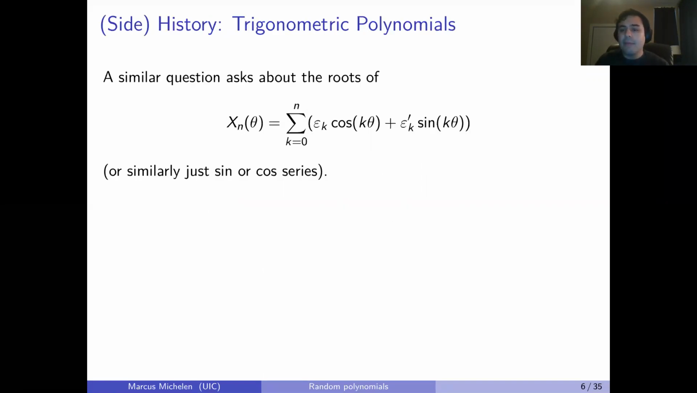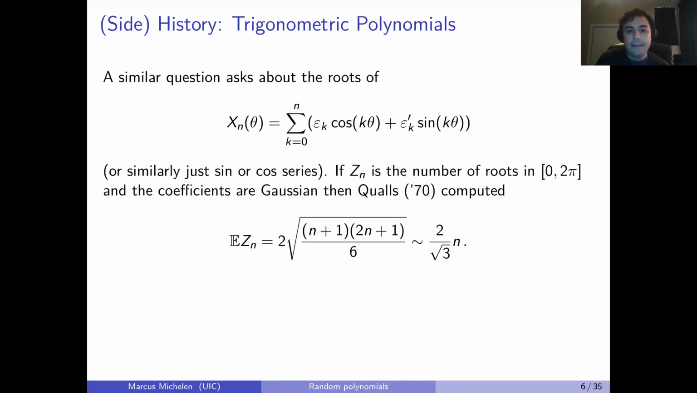So a quick detour while we're talking about real roots is talking about an adjacent question. Similar to asking about real roots, you could ask about roots of random trigonometric polynomials. These will come up in a moment when we're talking more about the complex roots of the polynomials I play. So if I take a sum of cosines and sines, where my coefficients now are IID, then if I look at the number of roots of this guy between 0 and 2pi, of course this is periodic, so if I look bigger than 0 to 2pi, I'm just double counting stuff.